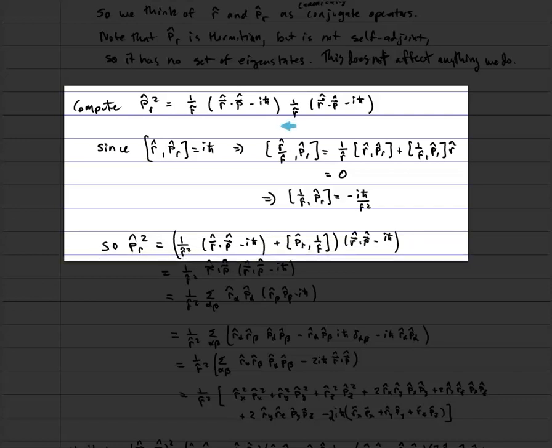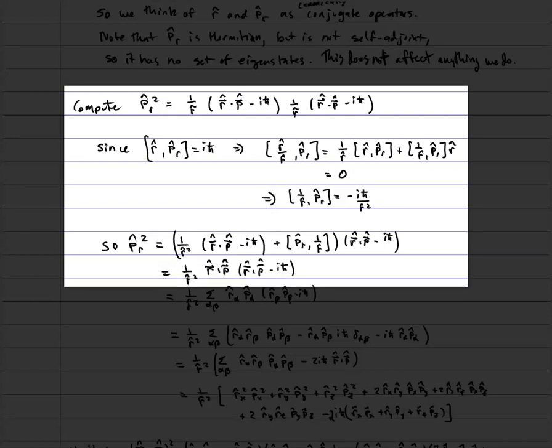So I have to move that 1 over R term to the left. I'm going to use the fact that I know what the commutator of PR is with 1 over R in order to work that out. So I move it to the left by adding and subtracting it on the 1 over R factor on the left-hand side, and that gives me the commutator of PR with 1 over R hat. We know what that commutator is. We can then simplify the terms, and what we find is 1 over R squared, R dot P times R dot P minus iħ.